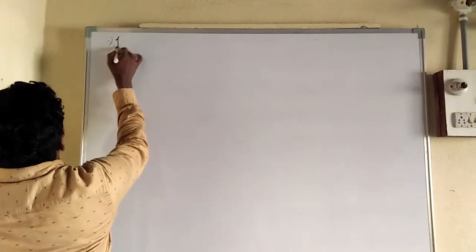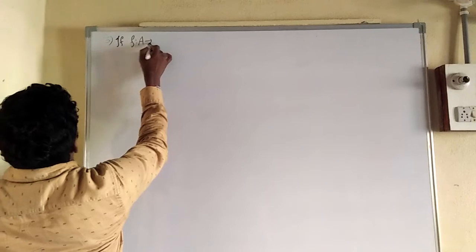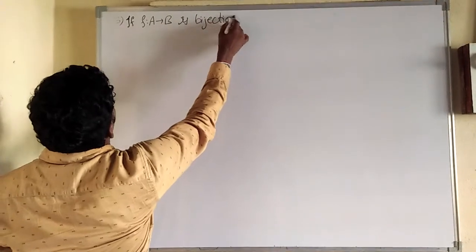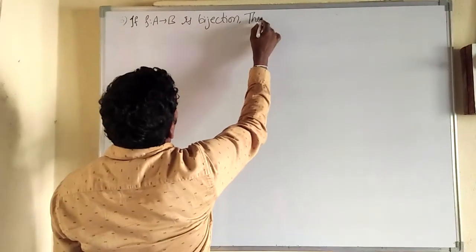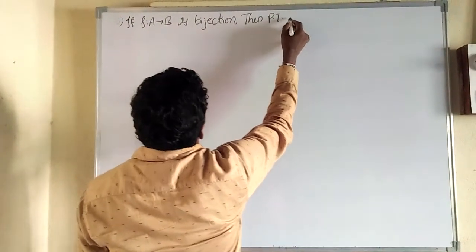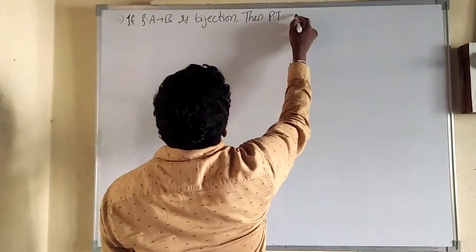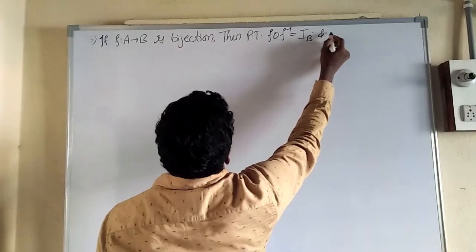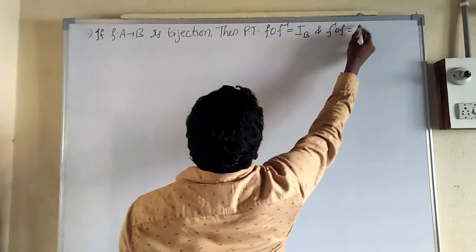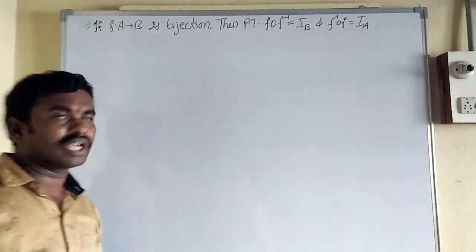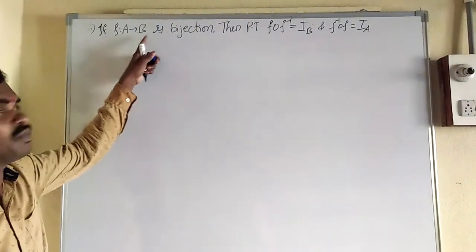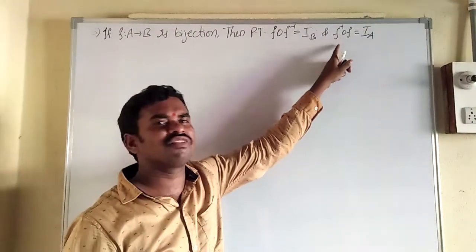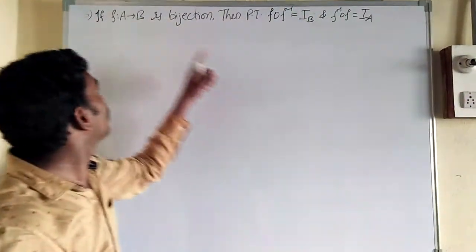What is the third question? If F maps from A to B is a bijection, then prove that F circle F inverse equals IB and F inverse circle F equals IA. This is the question. If F maps from A to B is a bijection, then prove that F circle F inverse is equal to IB and F inverse circle F equal to IA.